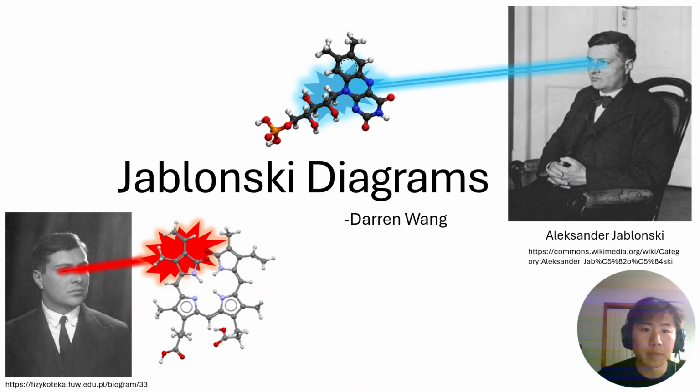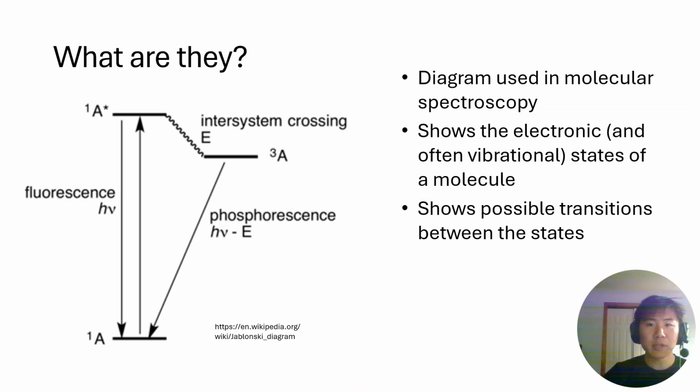Hello everyone, today we'll be talking about Jablonski diagrams, what they are and why they're useful for the fields of photochemistry and spectroscopy. Jablonski diagrams are tools used in molecular spectroscopy that show the electronic and vibrational states of molecules, as well as the possible transitions between those states.